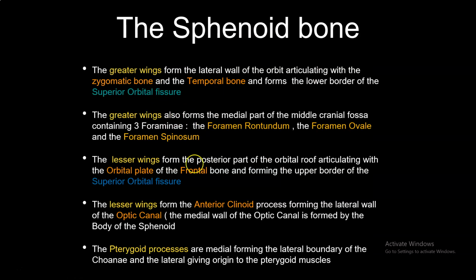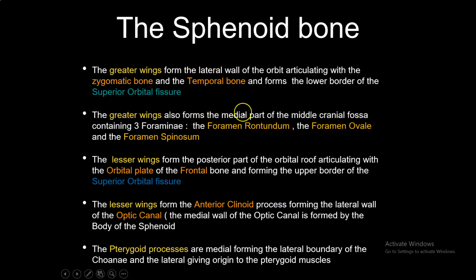And the sphenoid bone, we'll talk more about the sphenoid bone. We are not discussing the sphenoid sinus yet, we're discussing the sphenoid bone. The greater wings of the sphenoid form the lateral wall of the orbit, articulating with the zygomatic bone, as we said, and the temporal bone, and forms the lower border of the superior orbital fissure. The greater wings also form the medial part of the middle cranial fossa. So the middle cranial fossa has a medial part formed of the sphenoid and a lateral part formed of the temporal.